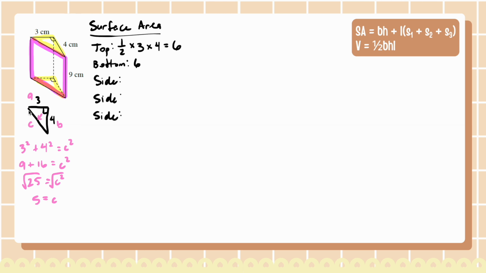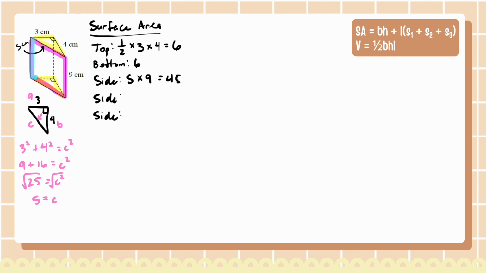All right, so that means this side length right here and right here is equal to 5 centimeters. So I'm just going to go ahead and label that. All right, now that I have this side, I'm going to go ahead and do base times height to find the area of this rectangle. So that's 5 times 9, and I know that's 45.